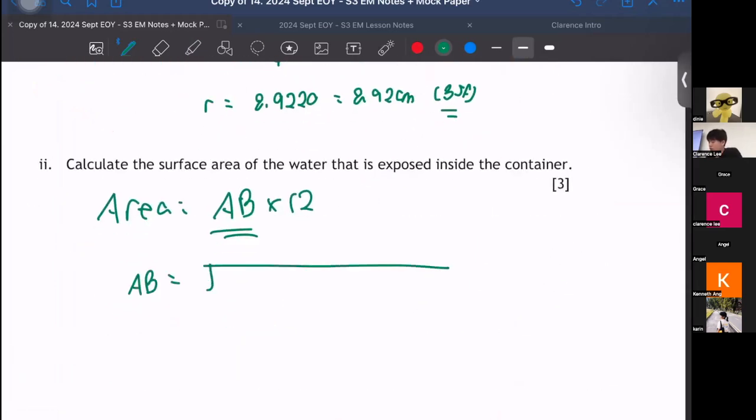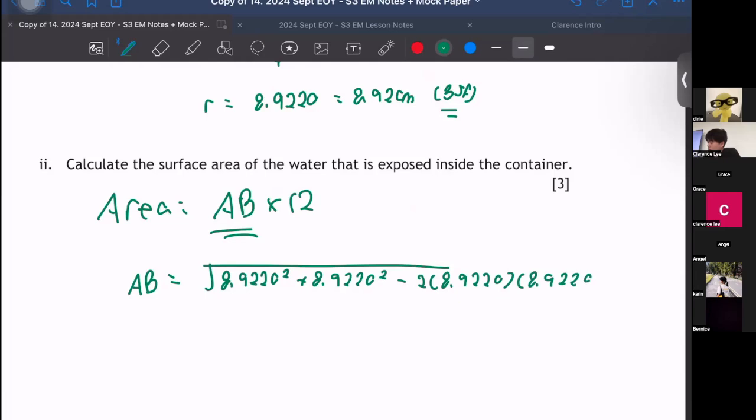square root of 8.9220 squared plus 8.9220 squared minus 2 times 8.92 times 8.92 cosine 1.5. Same thing, you must do it in radian mode.